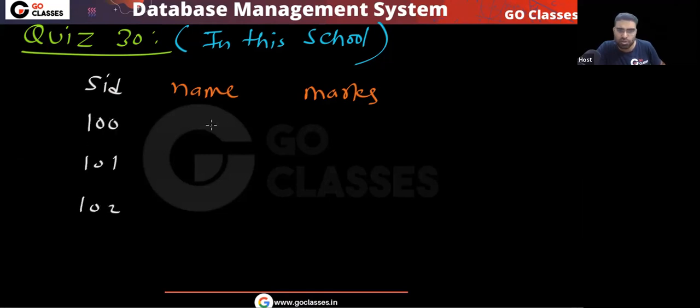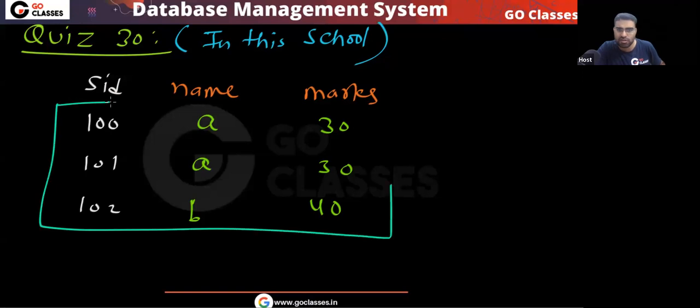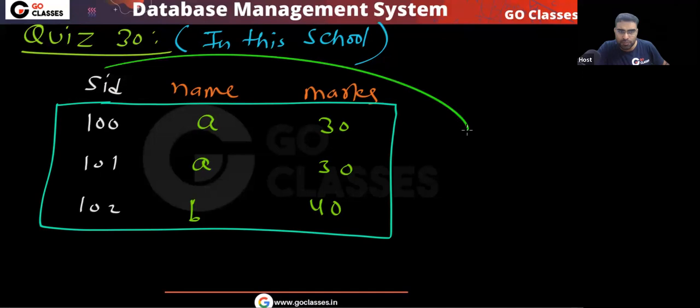Let's assume these two students have the same name A, and their marks are also the same. Here you have B and here you have 40. Now you tell me one thing: let's assume in this school only 3 students are there. Is this type of situation possible?